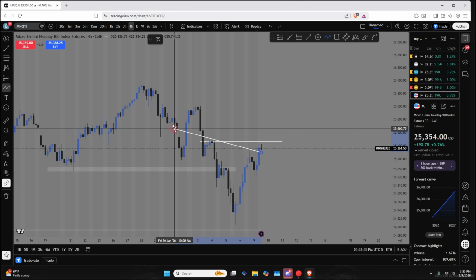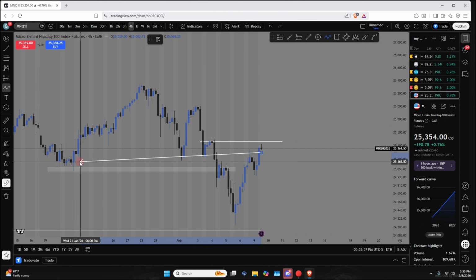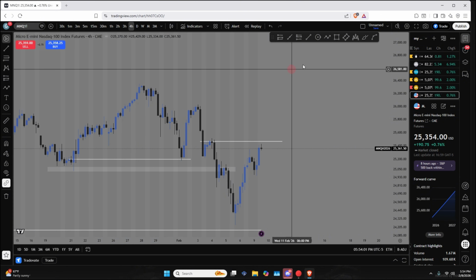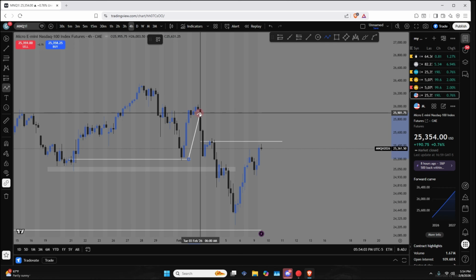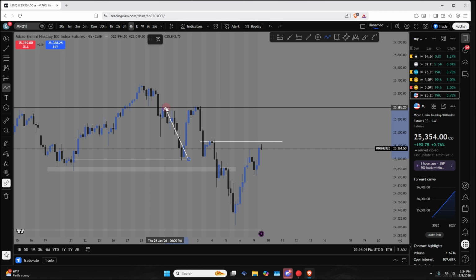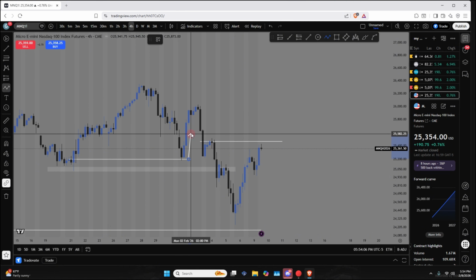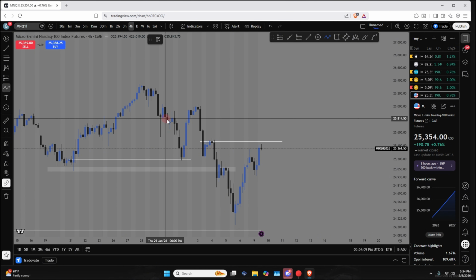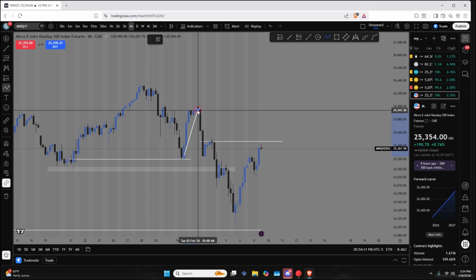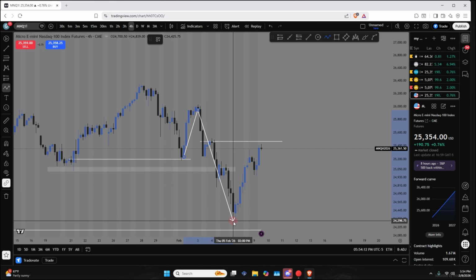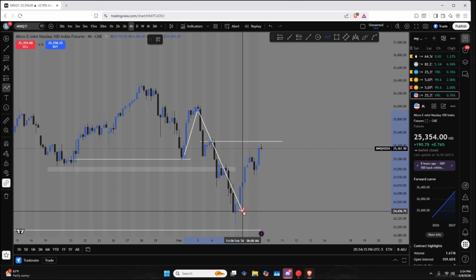We sold right here. It corrected because we tapped into buyers again. Same thing, we tapped into buyers again. It corrected, came back up, right back to these sellers, and it sold off again. Buyers are going to go to sellers, and sellers are going to go right back to buyers. It's the same thing. That's all the market does.